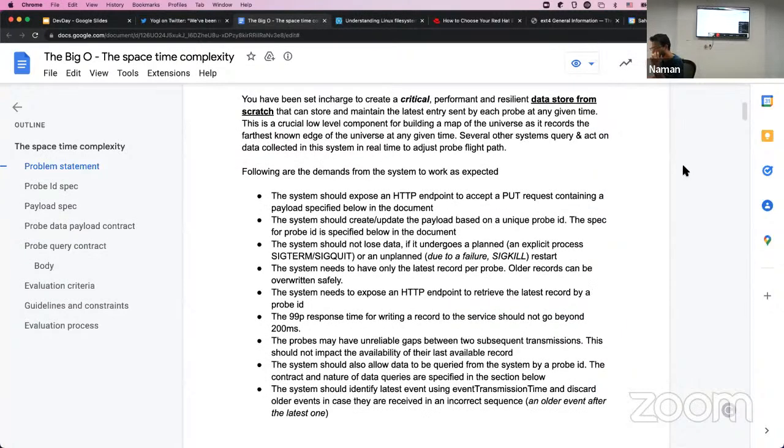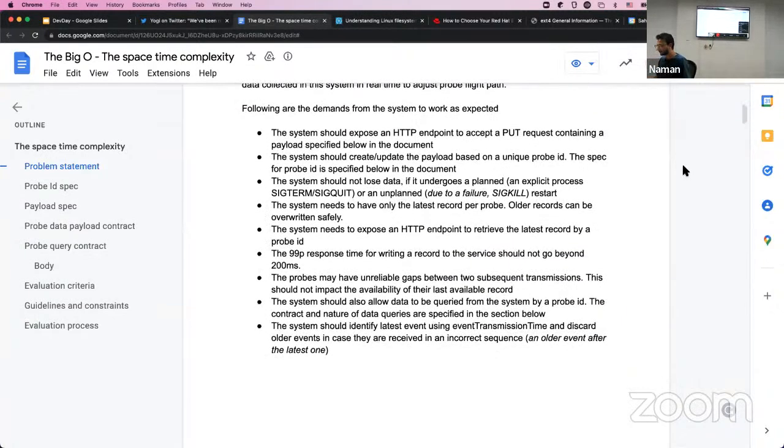So simultaneous calls will be made to the server from different probe IDs. Different probes will make a request to your server, and you have to make an upsert request, right? So if the probe ID is present there, then basically update it. Otherwise, use this probe ID and update the data.